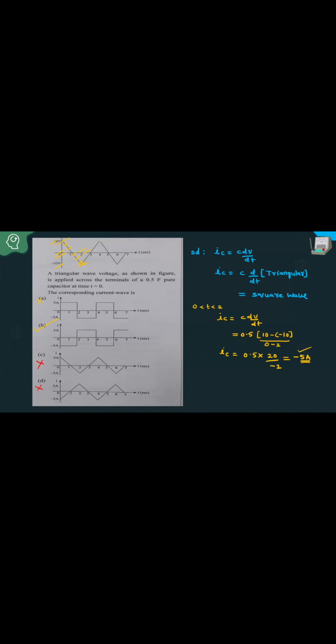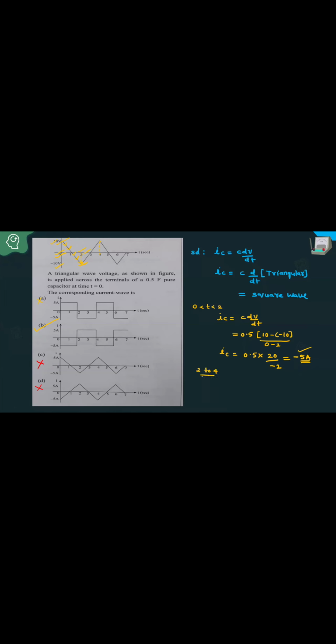Can you try for 2 to 4? You take initial minus final, and time also initial minus final. If you take the function as final minus initial, take time also as final minus initial. Follow the same procedure for function and time. That is minus 5 amperes. That's why the remaining need not be solved.